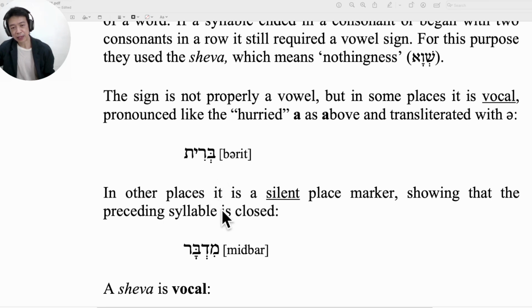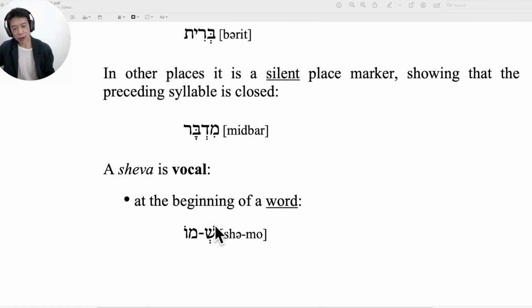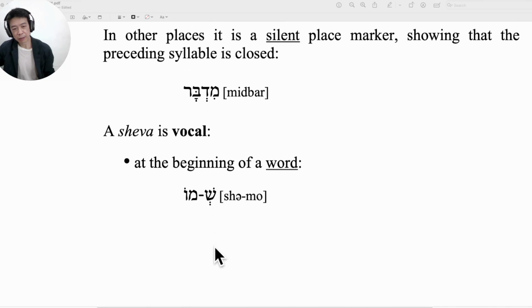In other places, it is a silent place marker, showing that the preceding syllable is closed. For example, in this word, mitbar. So the dalet is pronounced with a stop after the letter. The Sheva can also be vocal at the beginning of a word. For instance, shamor, shamor.